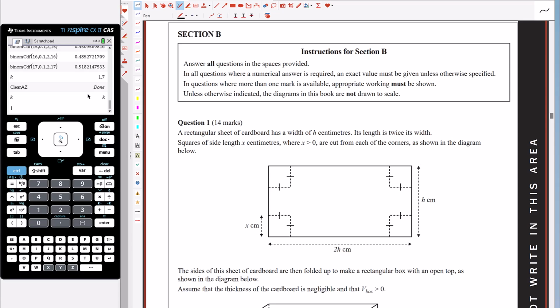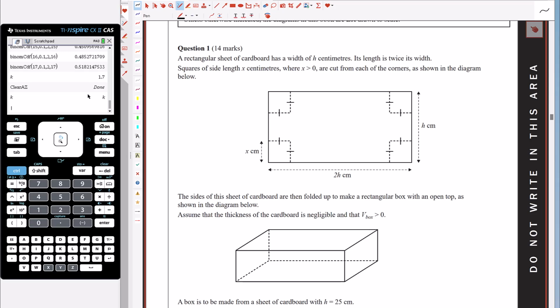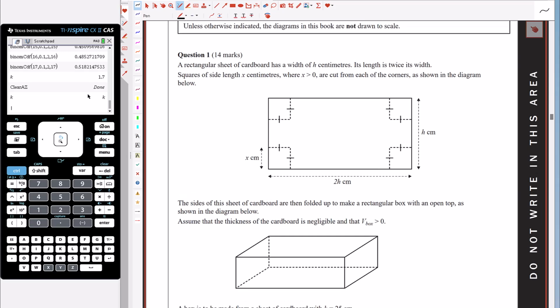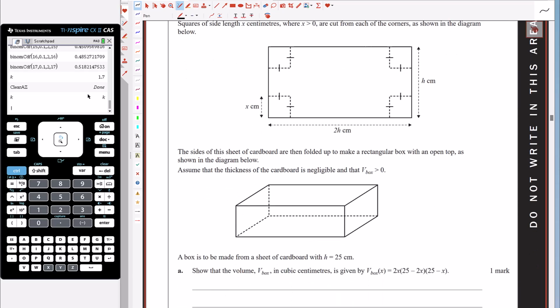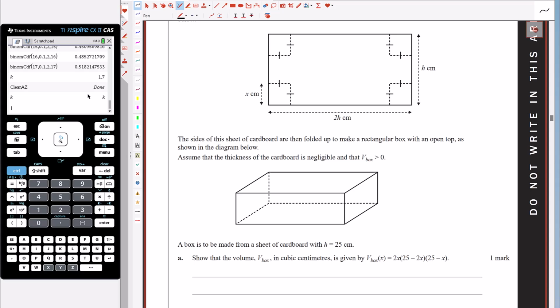Alright, so question 1. A rectangular sheet of cardboard has a width of h centimetres. Its length is twice its width. Squares of side length x centimetres, where x is bigger than 0, are cut from each of the corners as shown in the diagram. The sides of the sheet of cardboard are then folded up to make a rectangular box with an open top as shown in the diagram below. Assume that the thickness of the cardboard is negligible and that the volume of the box has to be greater than 0. Okay, this is a really, really routine Year 11 polynomial cubic application question.